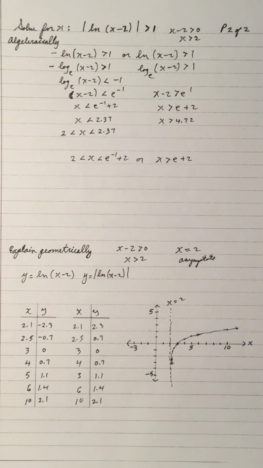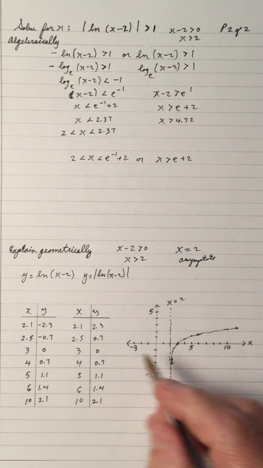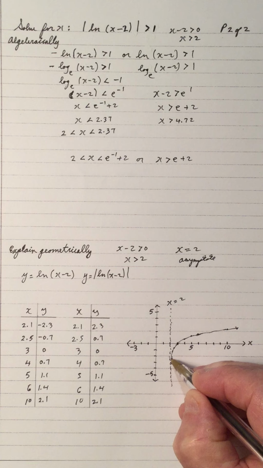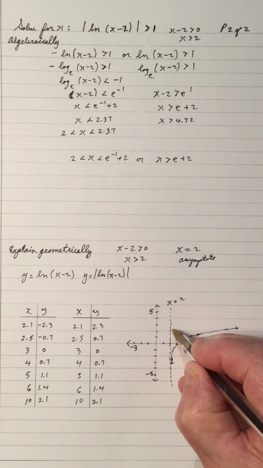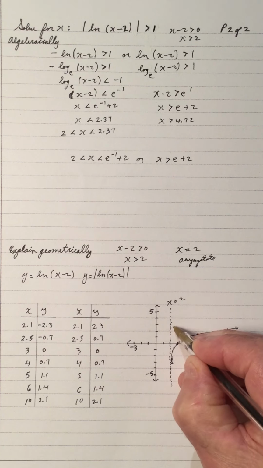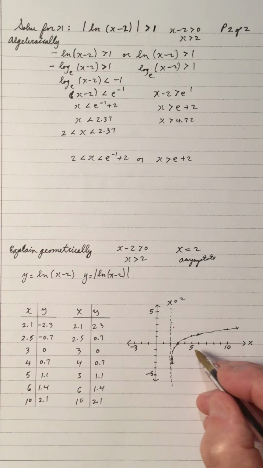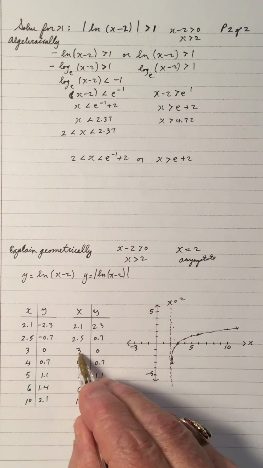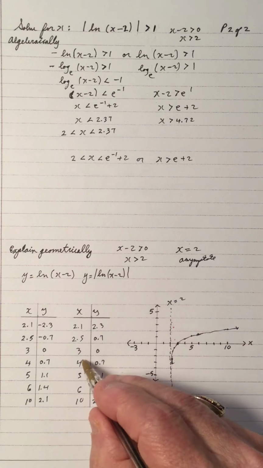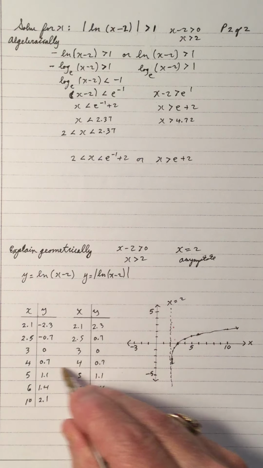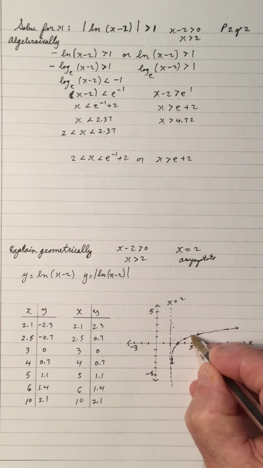So what happens, and I'm going to use a red pen now, is that right here is 2.1. Instead of being a negative 2.3, it's a positive 2.3. So it's over here. Hope you can see the red pen. And when you have 2.5, which is right here, you get a positive 0.7, which is here. And when you have 3, you get a 0. When you have 4, you get 0.7. So you get all these. These are the same here. So I'm just going to put, if you can see it.